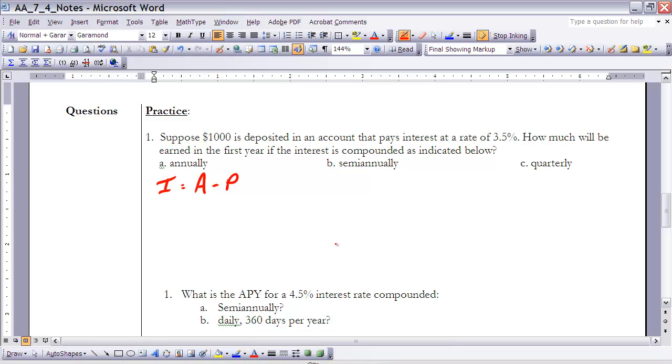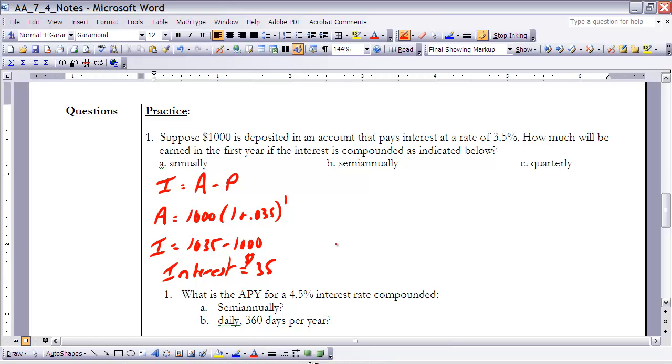So if I look at it annually, the amount in the account is equal to 1,000 times 1 plus 0.035, raised to the first power. And then the interest, so that would be 1,035. Therefore, the interest is equal to 1,035 minus 1,000. Therefore, the interest is equal to $35. Okay.